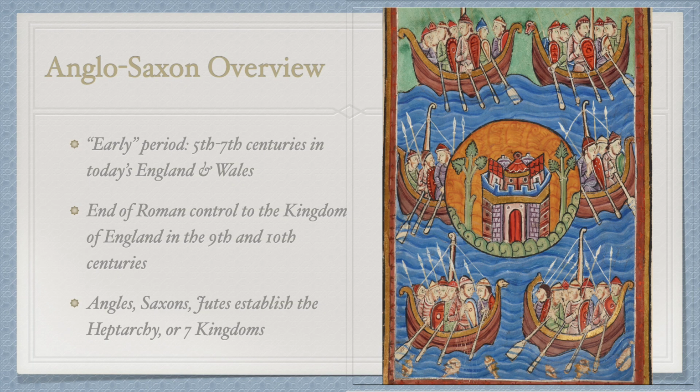The time of the Anglo-Saxons is considered from the end of Roman control in the early 5th century to the emergence of the Kingdom of England occurring during the 9th and 10th centuries. Within this time period is the early period of Anglo-Saxons, which covers 400 to 700 AD, or the 5th to 7th centuries. In this time period, the Heptarchy, or Seven Kingdoms, was established by the Anglo-Saxons and Jutes from the continent. And this is a work of art from 1130 depicting the Germanic tribes crossing the Channel to the island of Britain. I think it's just beautiful.